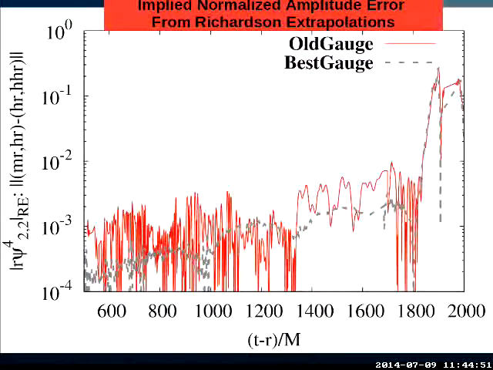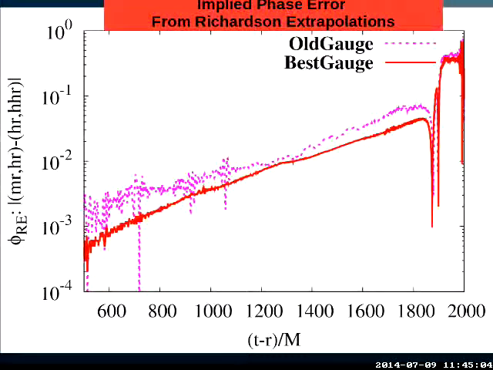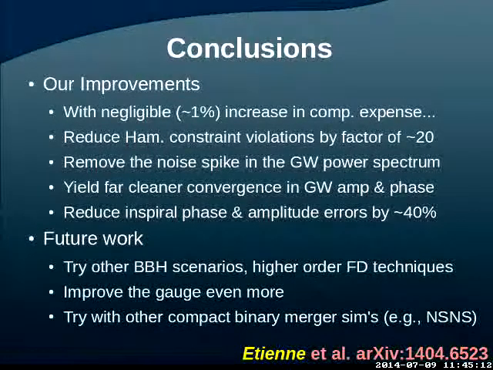And in this way, we find that the normalized amplitude errors in the old gauge are about 40 to 50% higher than with the best gauge. Similarly, the phase error in the best gauge choice drops by about 40%, old versus new. So, with negligible increase in computational expense, we've managed to reduce Hamiltonian constraint violations by more than an order of magnitude. We've removed the noise spike in the gravitational wave power spectrum, yielding far cleaner convergence in gravitational wave amplitude and phase. And we've reduced our inspiral phase and amplitude errors by about 40%.